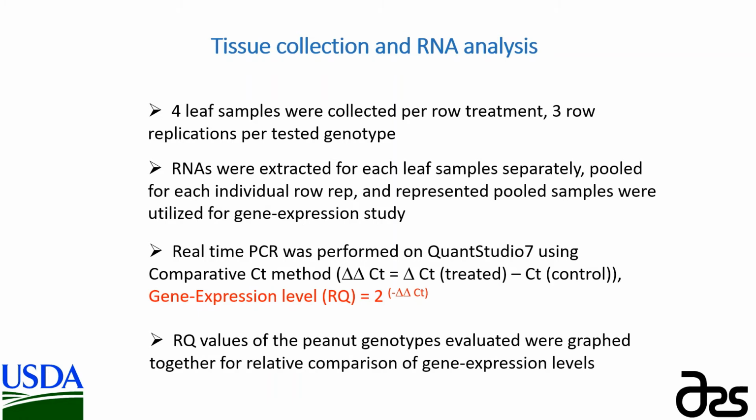Real-time PCR was performed on a QuantStudio 7 using a comparative CT method, the delta-delta CT. The gene expression level, or relative quantification, is 2 to the negative delta-delta CT. The relative quantification values of peanut genotypes were graphed together for a relative comparison of the gene expression levels.